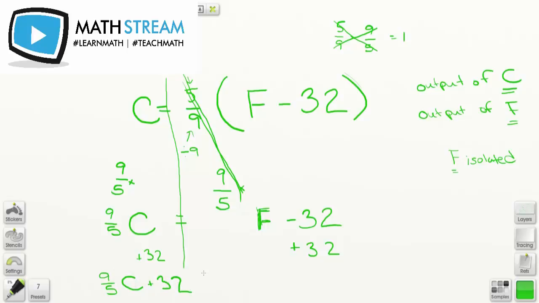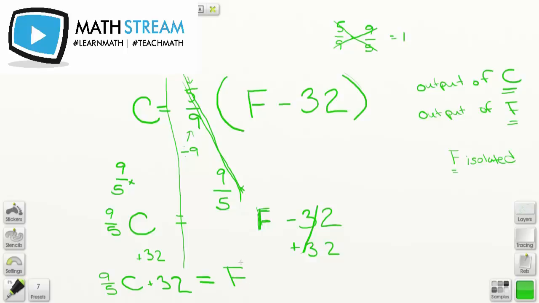We don't need any parentheses or anything tricky over there, because we're just adding 32 on to the end of the term. And then over here, we're left with just f. So is f isolated? Yes, it is. It's all by itself. So we have answered our question.